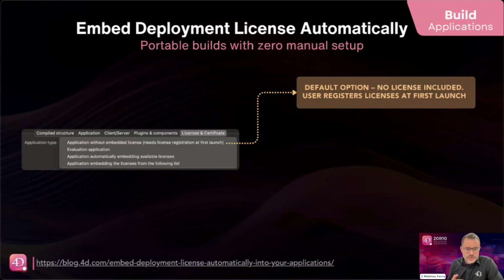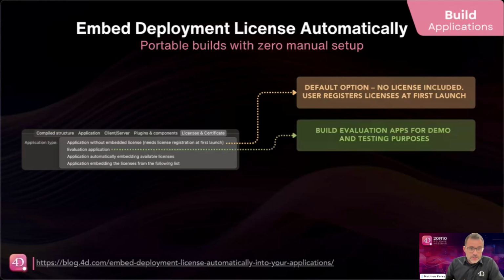The first one is the default, no licenses included. That means users will have to register a license when they launch the app. It works fine if you're deploying manually or leaving licenses to the end user. Next, you get the evaluation option. It's great for demos, builds, or quick testing, no license needed, just build and run.